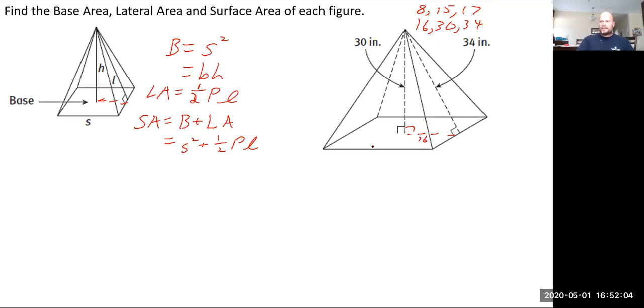Now, if we know that 16, well, that's only halfway across the figure. So all the way across the figure would be 32. So this is going to be 32. That's going to be 32. So we have our two sides that are 32 inches.